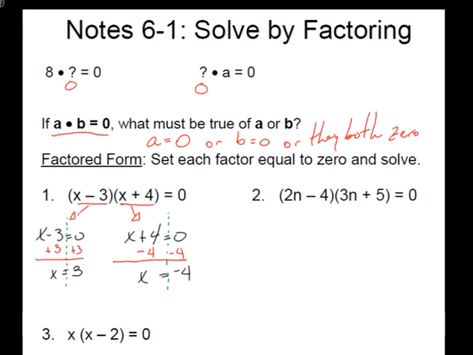In number 2 here, I have 2n minus 4 set equal to 0, and 3n plus 5 set equal to 0. For the 2n minus 4 is equal to 0, I'm going to go through, and first I have my wall that separates the two sides. I'm going to add 4 to both sides of my wall of the equal sign. So I have 2n is equal to positive 4. I now have to divide by 2. And I see that n is equal to 2.